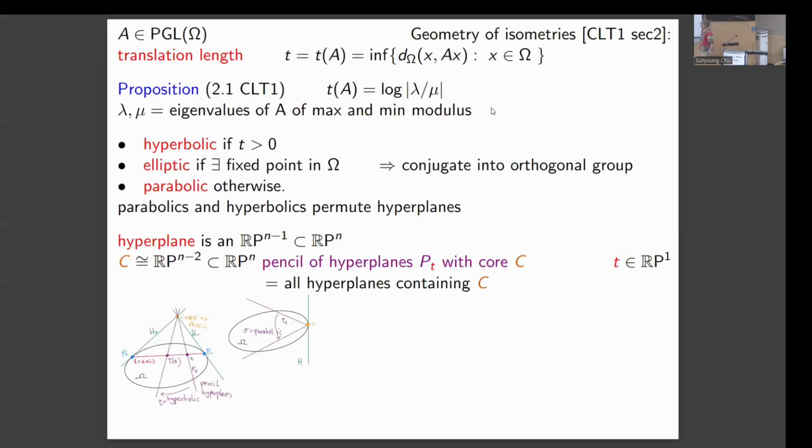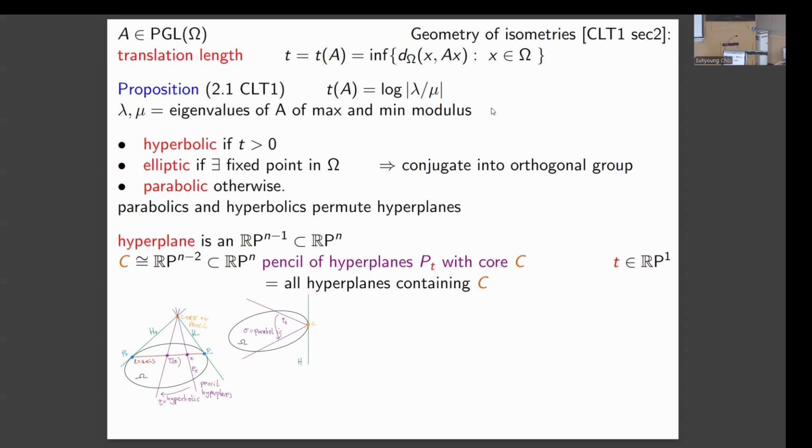Okay, so the next thing we want to do is get some understanding of isometries of a domain. So this material is an expansion of the discussion here. So we have a properly convex domain omega, and we have some projective transformation that preserves omega. Then it has something called the translation length. The translation length is the infimum of distances that a point is moved by the transformation.